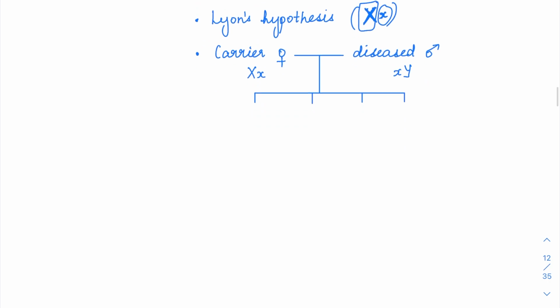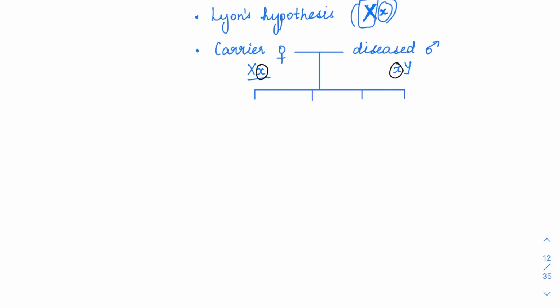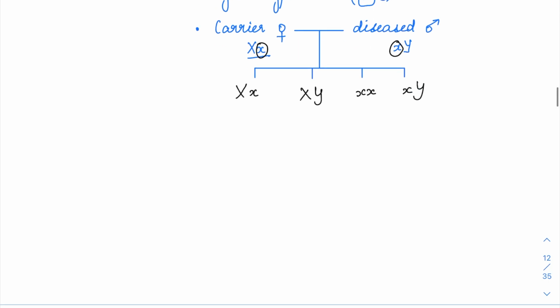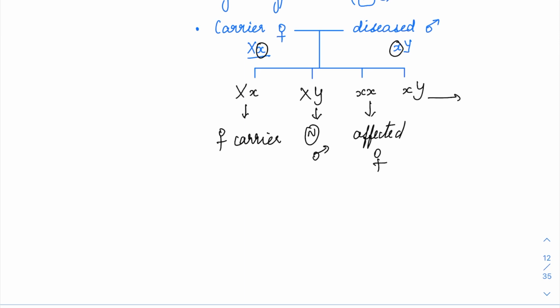So another example is when a carrier female, which will be represented like this, right? This is the defective allele. So a carrier female is marrying a diseased male. In that case, the pattern will be X, X, X, Y, X, X, and X, Y. So in this, this person is going to be a female carrier again. This one is going to be a normal male. This one is going to be an affected female, because double X, right? So both are recessive, it has become homozygous. So an affected female will be there, while here it is going to be a diseased male, right? Because this X is here.